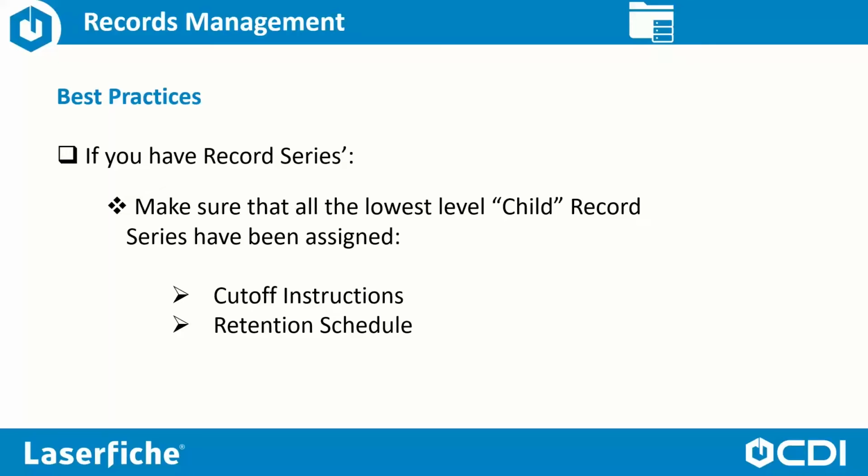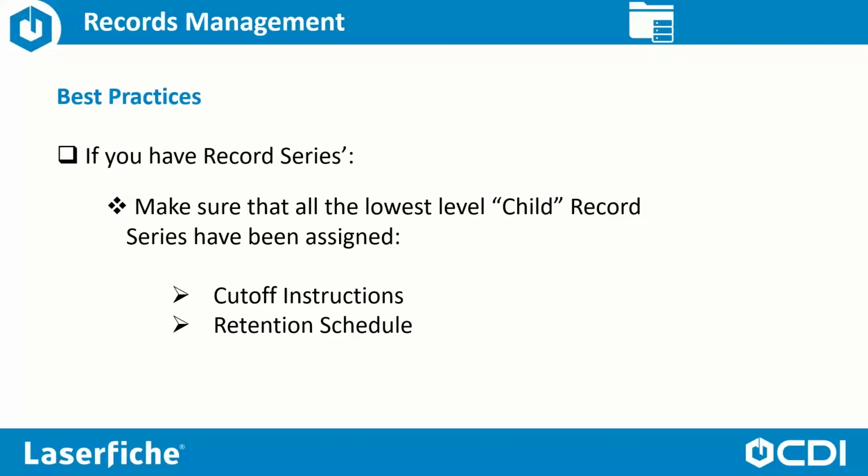If you don't have that, then any record folders and the documents that you put in there will not have their cutoff instructions and retention schedules. So you will not be able to take records management actions on them, and you won't be able to destroy them because they have no timings, so to speak. Now, if you haven't done that yet, you can retroactively go to that record series child level and set the cutoff instructions and retention schedule.